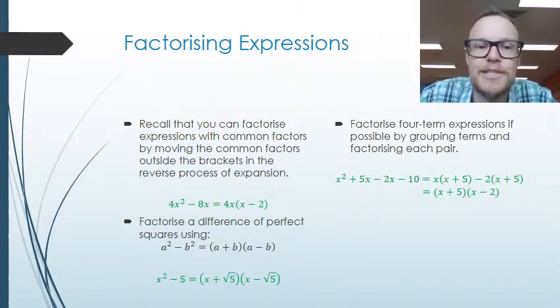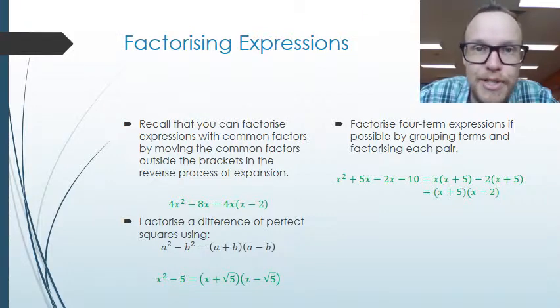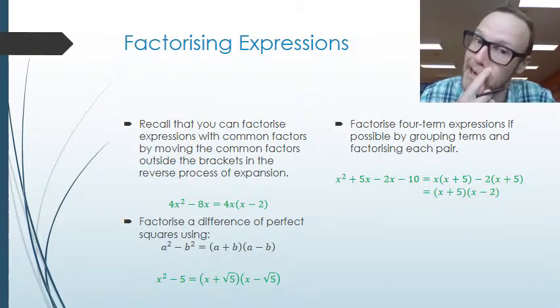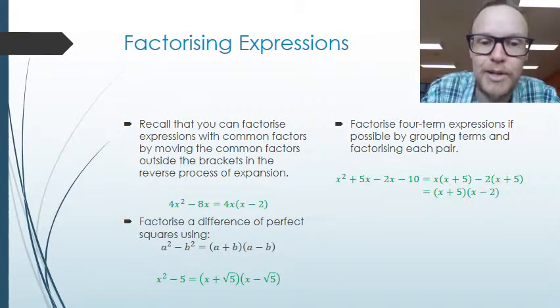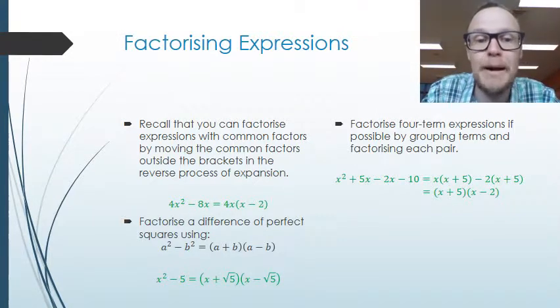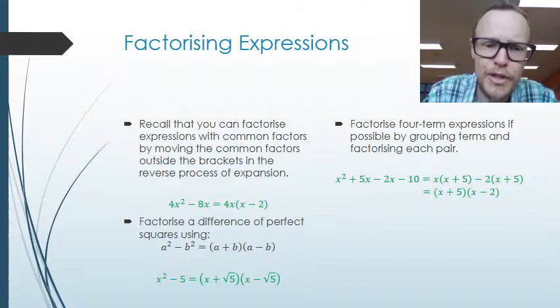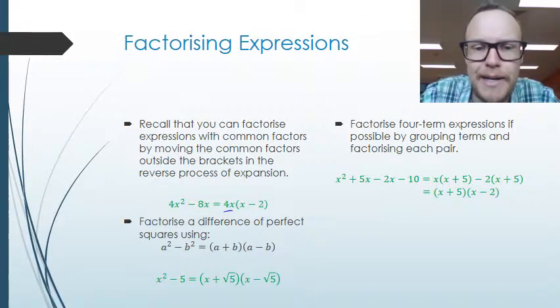Let's look at factorising expressions now. So remember, you can factorise expressions with common factors by moving the common factor outside the brackets, in the reverse process of expansion. So we look for the highest common factor. For this question that we have here, 4x squared minus 8x, the highest common number is 4. And the highest common variable we have is x. So our highest common factor is 4x. We've taken it outside the brackets there.